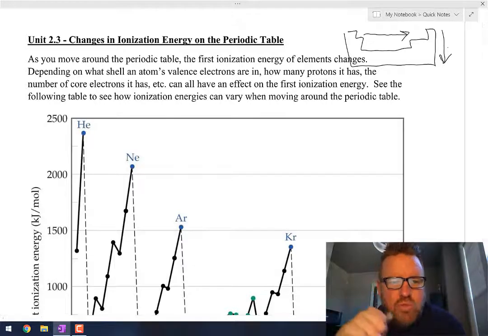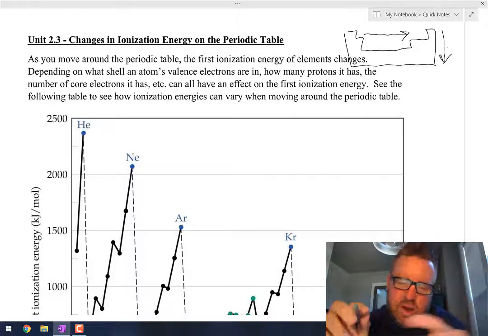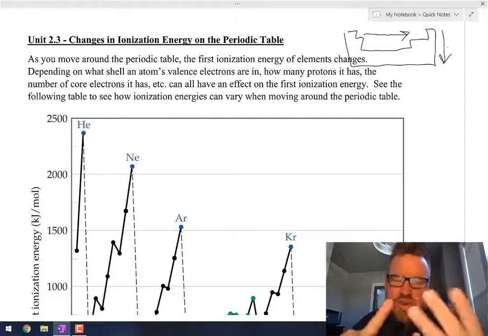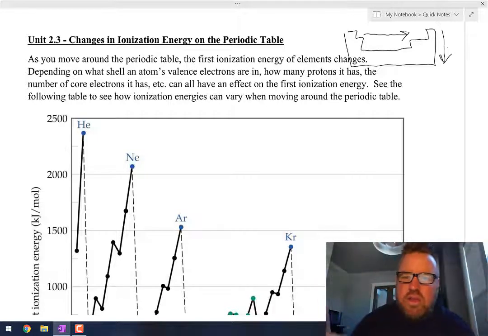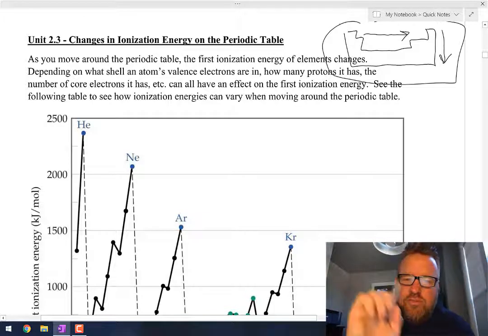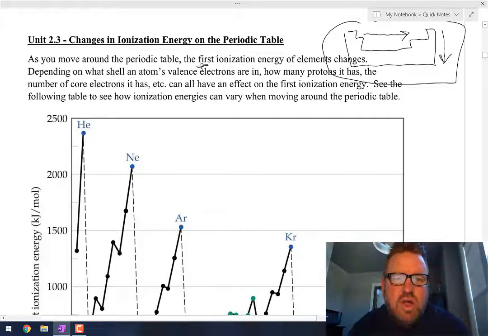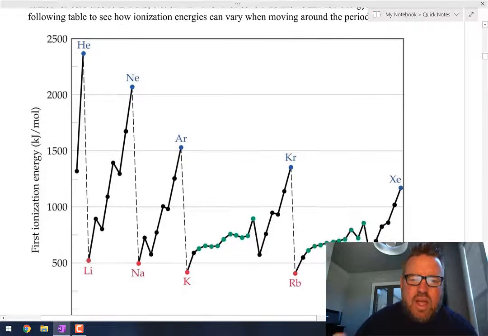Now, remember in our previous video, we talked about the first ionization energy, the second, the third, the fourth, the fifth, etc. When we're talking about patterns on the periodic table, we're only talking about the first ionization energy. We're only talking about taking away that first electron. Okay, so let's look at the table here, and we can kind of see this.